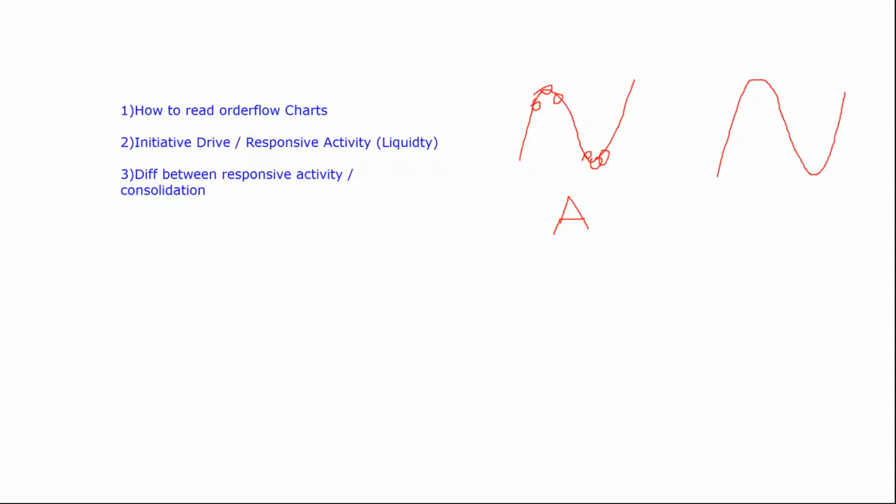And then we also talked about a couple of strategies based upon initiative and responsive activity. One of the strategies we talked about is the absorption range breakout strategy. Like how responsive activity becomes initiative activity, and how one can understand the subtle changes from absorption to responsive activity to initiative activity, and how one can take advantage of that information.